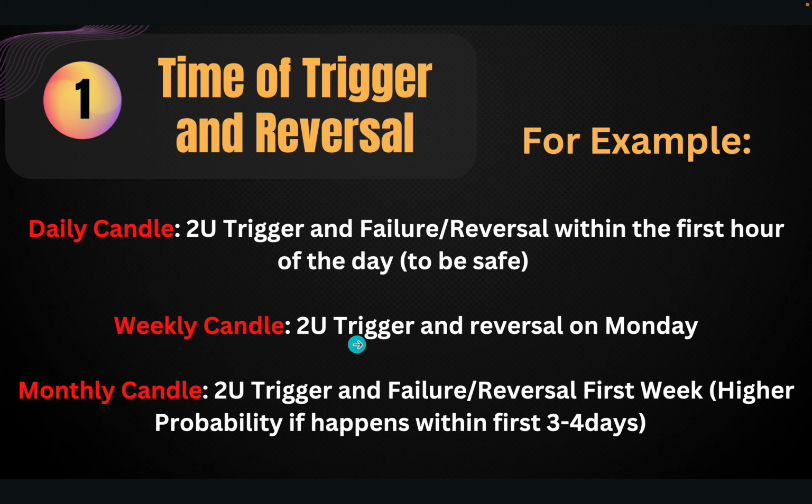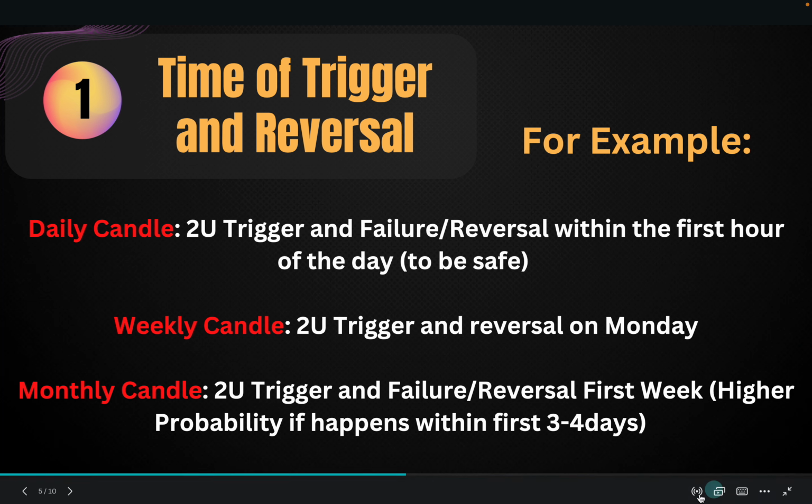On a weekly candle, you want to see the trigger and reversal on Monday. It can happen on Tuesday, but to be safe, I like to see it happen on Monday, because if I see a trigger and reversal on Monday and then Tuesday we continue reversing, then I know we still have Wednesday, Thursday, Friday to take out the other side of the range.